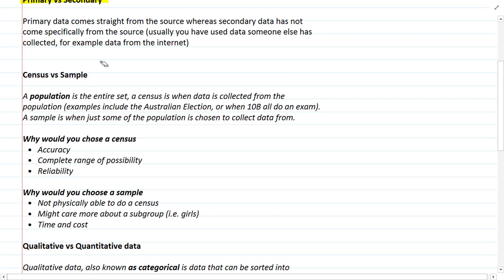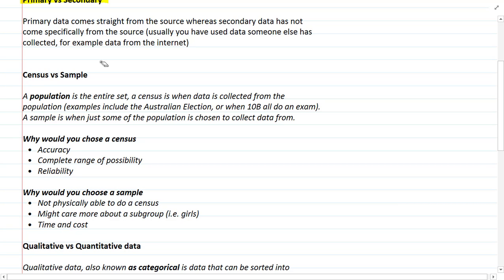Second, we have a census and a sample. But first we need to know about a population. So a population is the entire set of data. Now, it's very easy to think of population in terms of countries, and you might think that the population is the number of people in the country. And depending on our context, that would be true. But a population can be any set, any group of people. It really depends on the context.